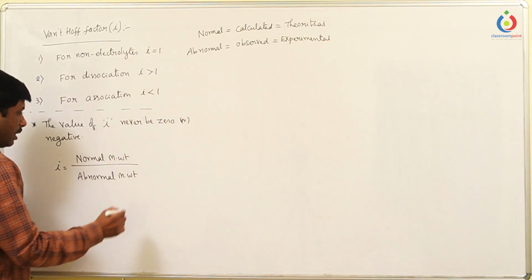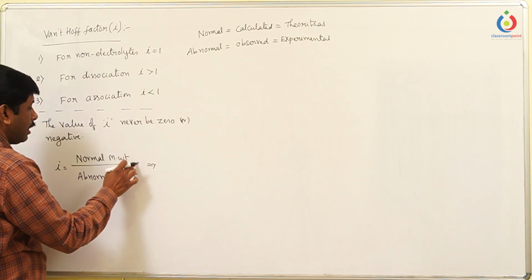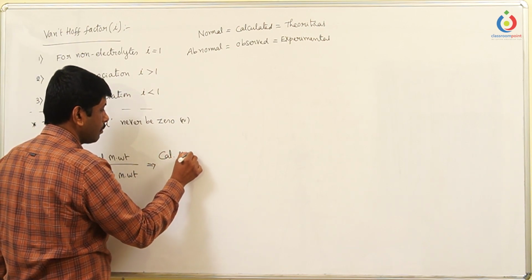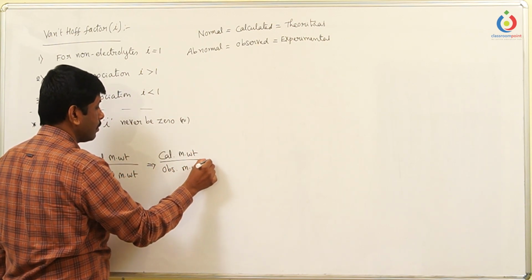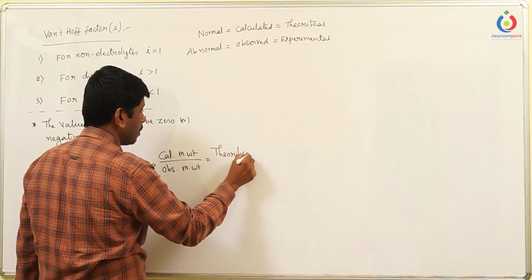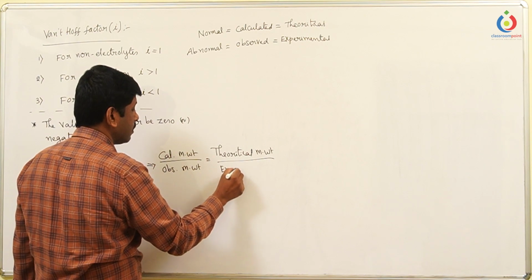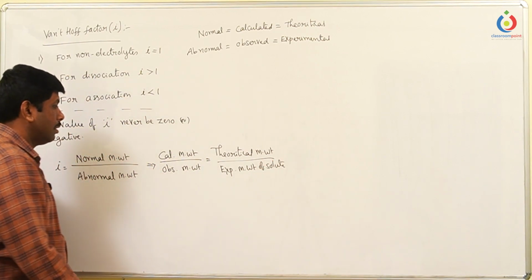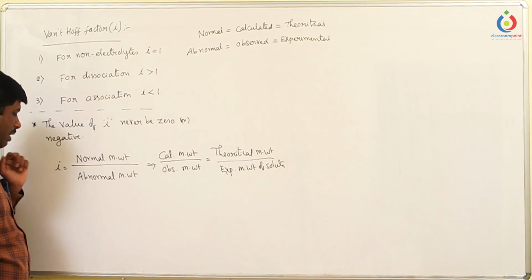So now this formula I can write as normal molecular mass divided by abnormal molecular mass. And in the place of normal molecular mass, I can write calculated molecular weight of the solute divided by observed molecular weight of the solute. Or also I can write the theoretical molecular weight of the solute by the experimental molecular weight of the solute. So basically that you can remember. Normal molecular mass by abnormal molecular mass, that is the i value.